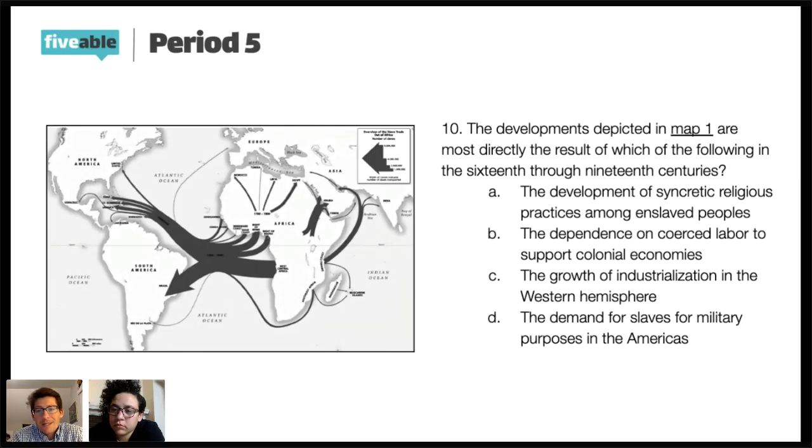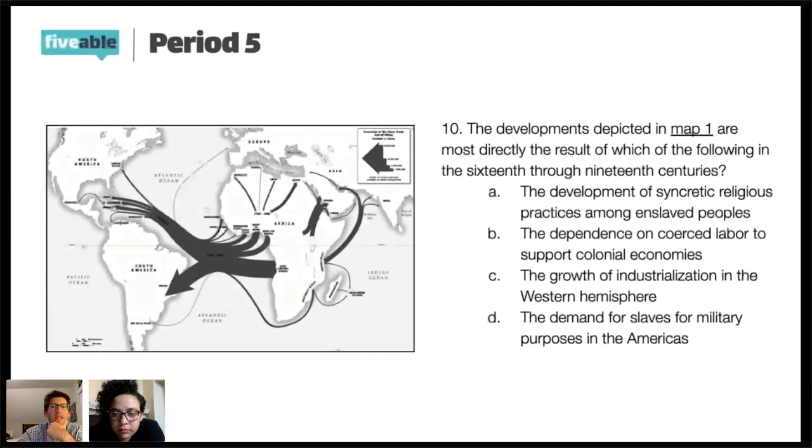And most people are nailing this. So I think they know this topic pretty well, Amanda. B, the dependence on coerced labor to support colonial economies. It's that plantation labor, especially production of sugar above all, that drives the growth of slavery in the Americas. Totally. Easy. Well, they made it look easy. It probably wouldn't have been easy at the start of the year when they started this process. That's true. Y'all are a week out, so you're pros at this point. And that talks about coerced labor. D talks about the demand for slaves, but then we have to think about why there was a demand for slaves. It certainly wasn't for military purposes in the Americas.